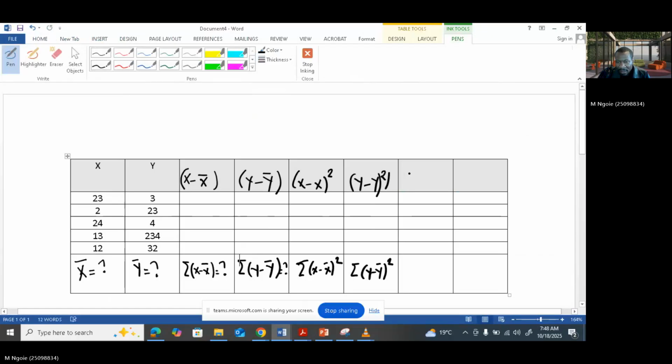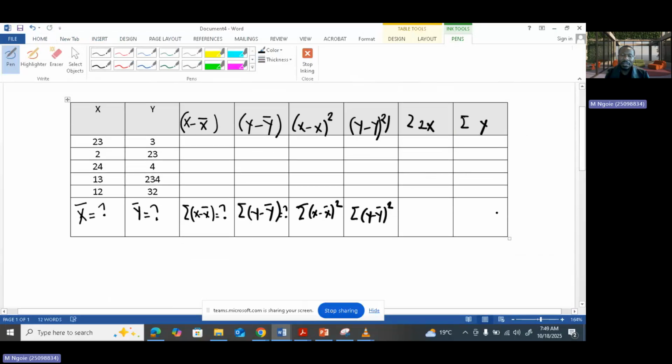And here you can do the sum of 2x, sum of 2y, right? Just a basic exercise, just in order for you to practice and to have a good understanding. Remember, if you can do this, all other formulas will be very straightforward for you, right? So just look at this table and try to practice, right?